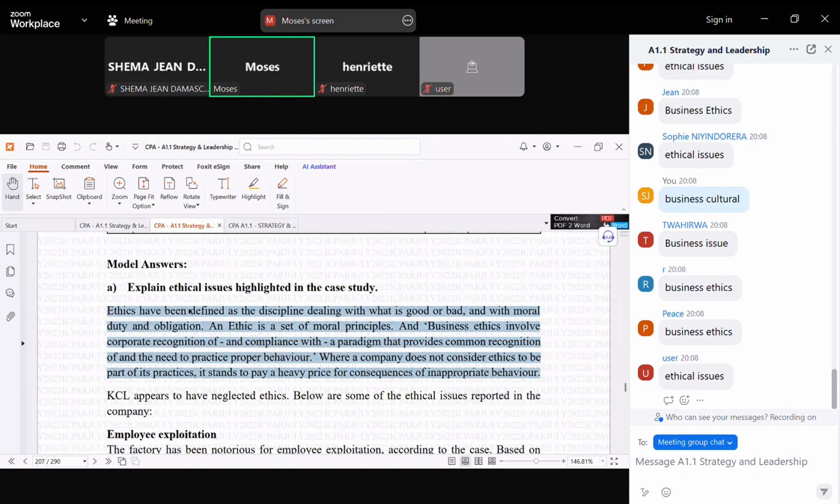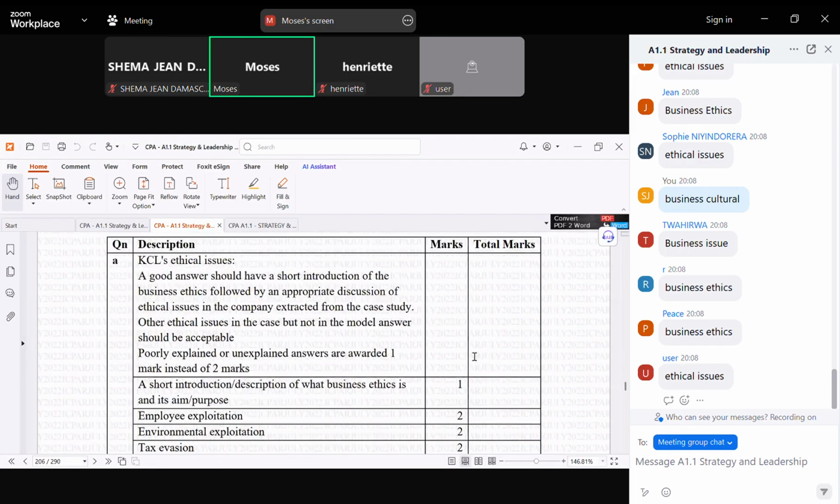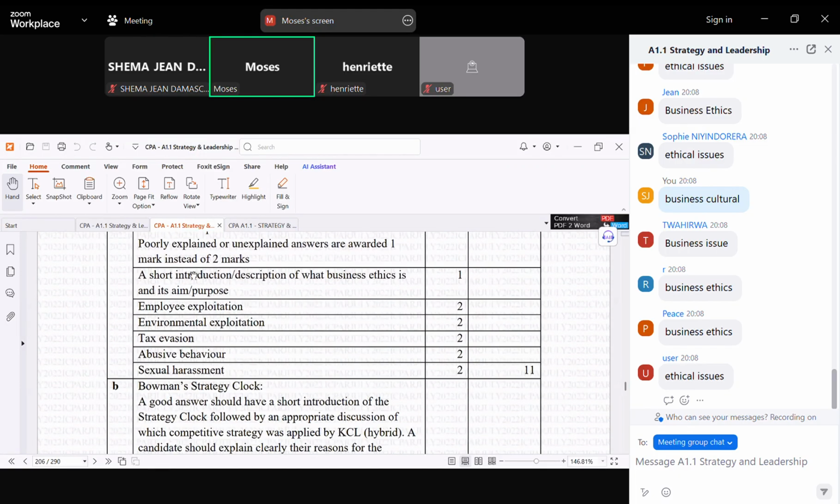Yeah. So they explained ethics, and then they explained business ethics. Yeah, business ethics here. And when you go in the marking guide, it says a short introduction or description of what business ethics is and its aim or purpose. You get 1 mark. Sometimes you get 1 mark, sometimes you get 2 marks.